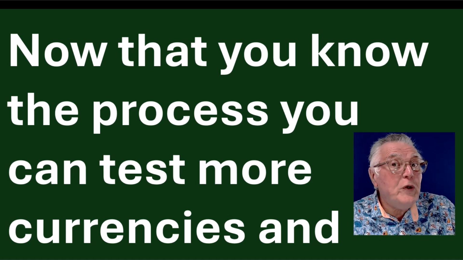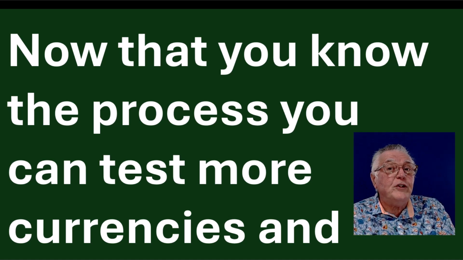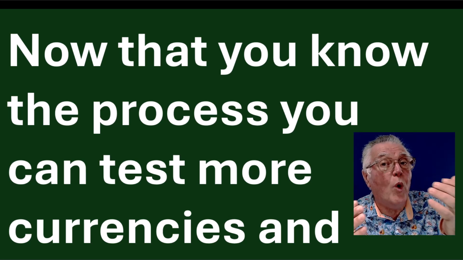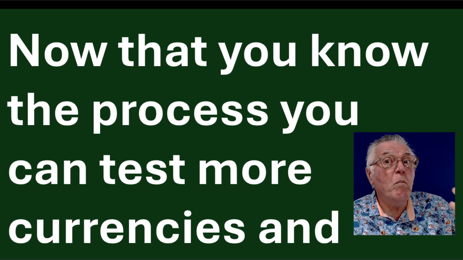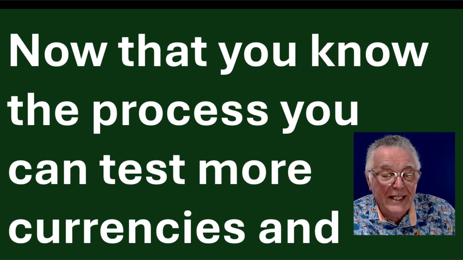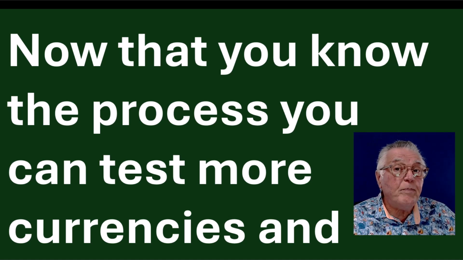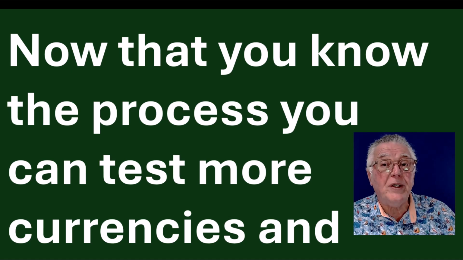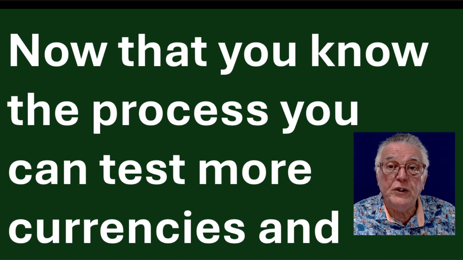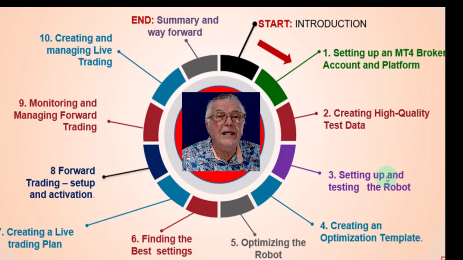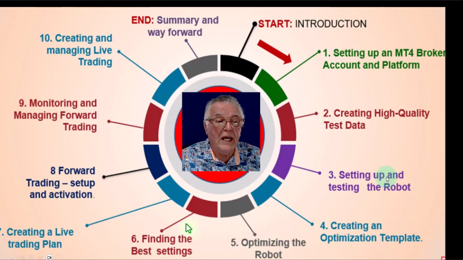Okay, so now that you know the process, what you can do is go and test this process on more currencies and on more time frames. And that is going to be your homework. And this approach opens up US traders to this fantastic opportunity. So what we followed today is this process of becoming a competent robot trader. We've gone through this particular process, we've optimized the robot, and we've found the best settings. So this is the process that one would normally follow.